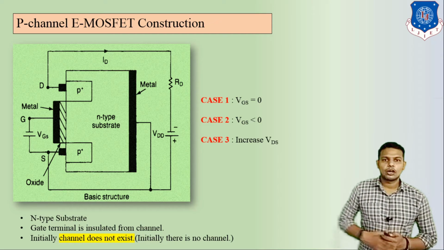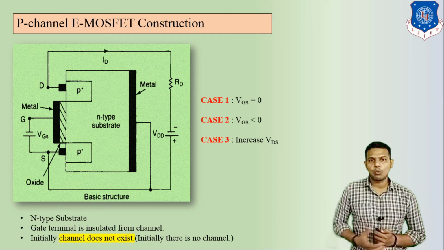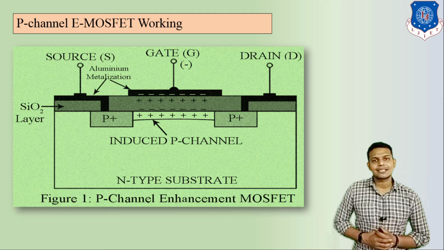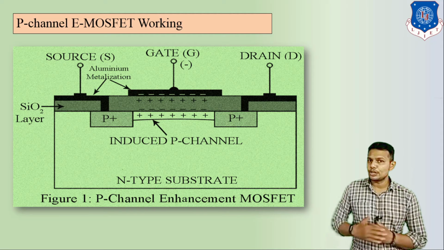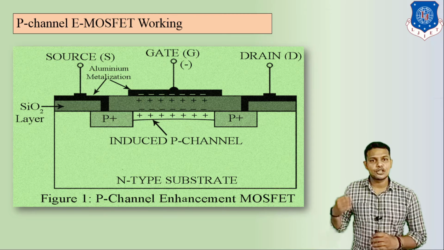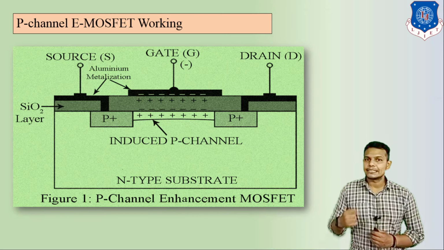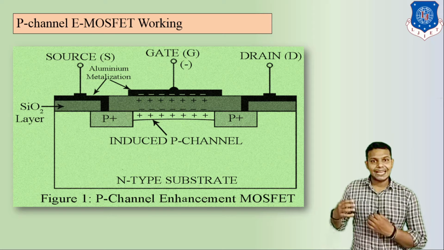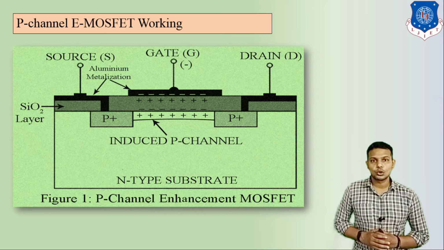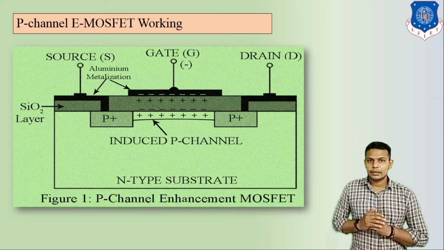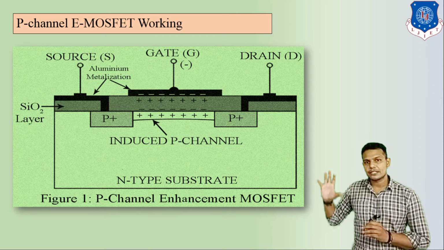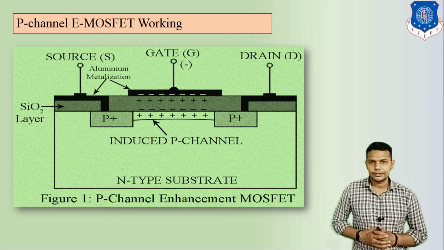Now let us discuss case number 1, VGS is equal to 0. If VGS is equal to 0, that means no voltage at the input terminal. Due to no voltage, there is no flow of current, that means IG is equal to 0. That means IC is equal to 0, there is no field generated at the gate terminal.